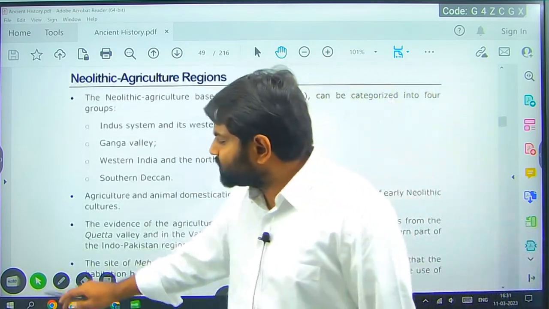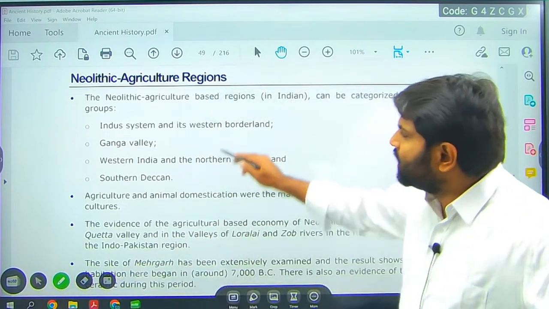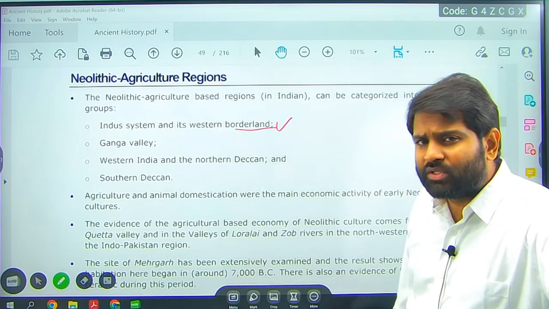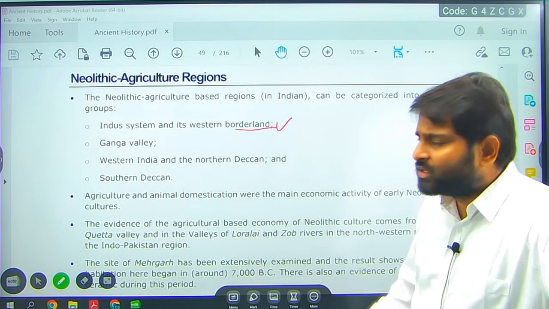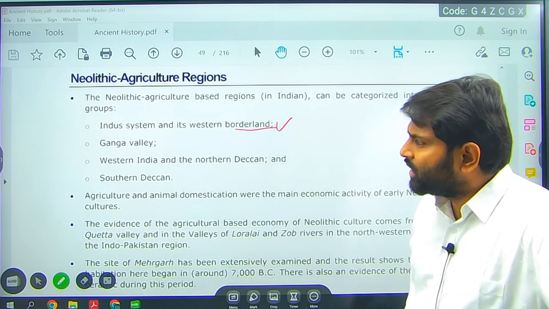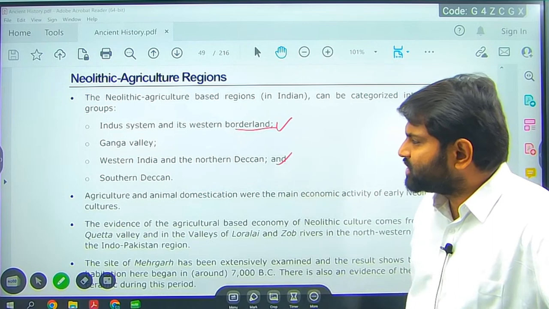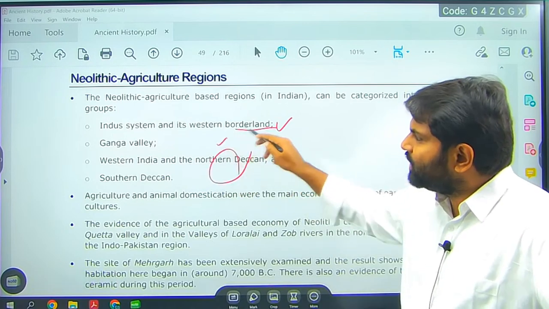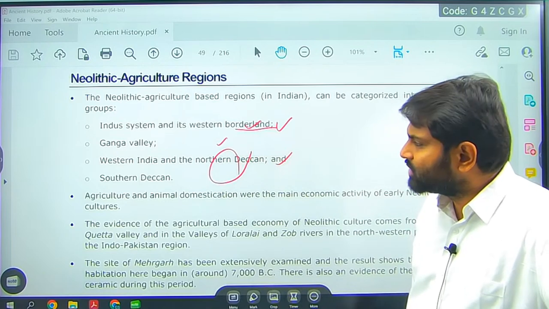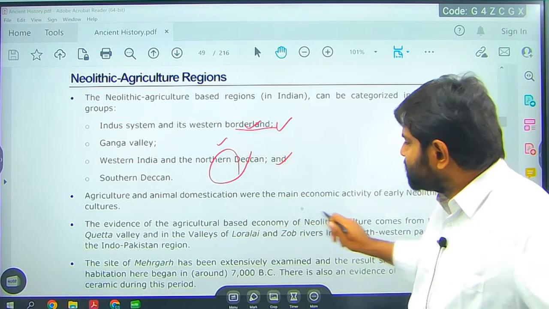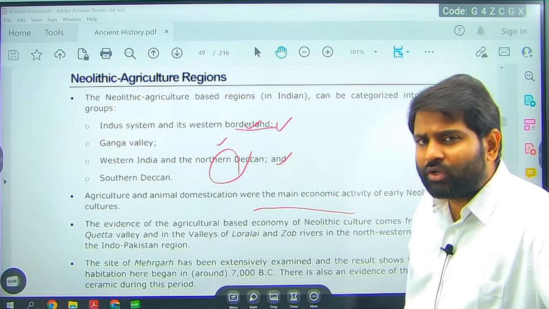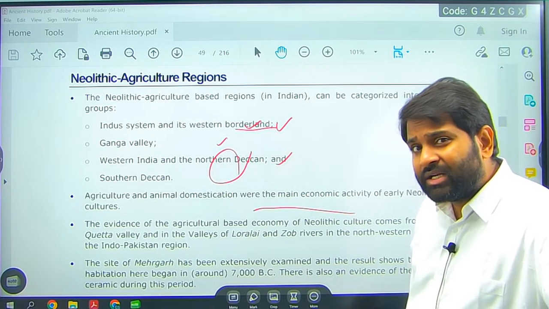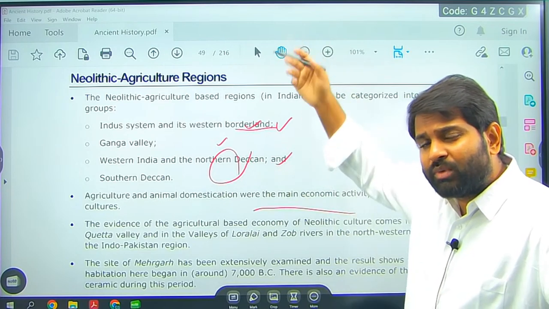Neolithic agricultural regions: normally Indus, as I said, the Pleistocene ended, the Holocene started, the Indus system is there, the Ganga system is there. So we have Western India, North Deccan, Southern Deccan. So the Deccan, Ganga Valley, and Indus system are the places where agriculture thrived. Agriculture and animal domestication were the main economic activity of Neolithic cultures, unlike the Mesolithic and Upper Paleolithic, whose people were hunter gatherers.